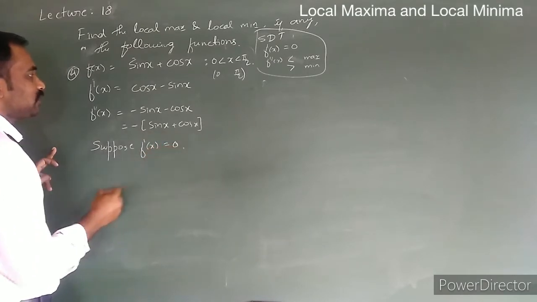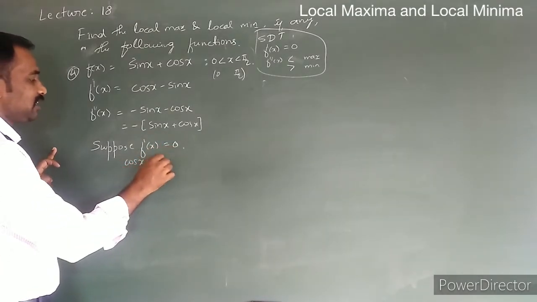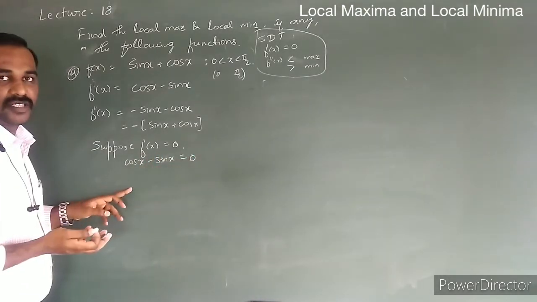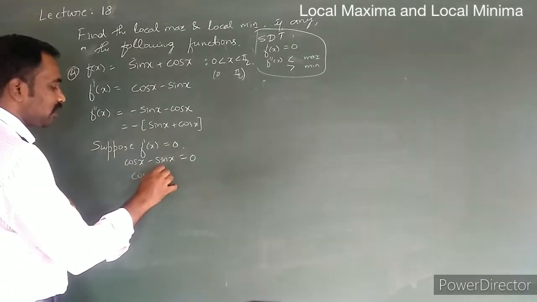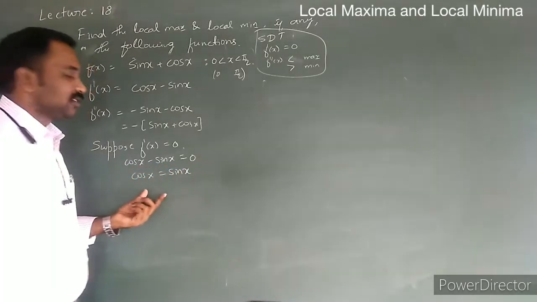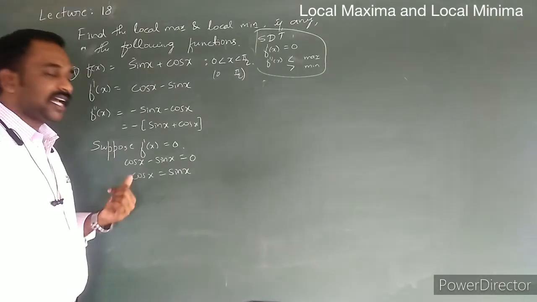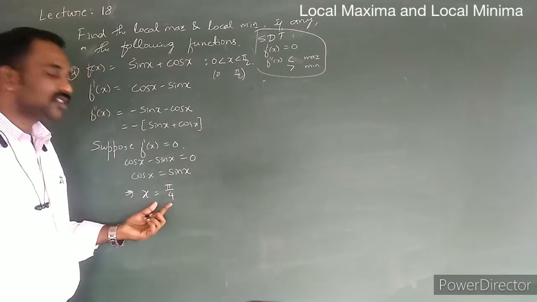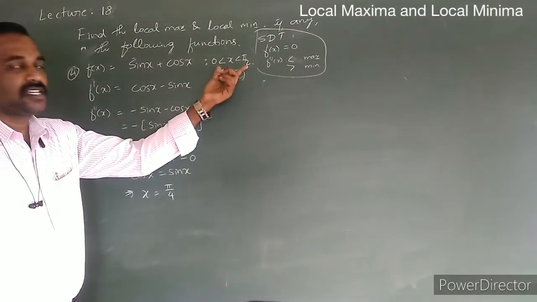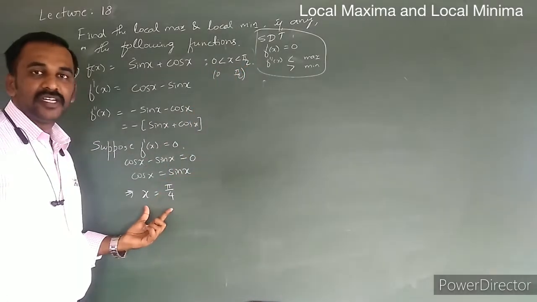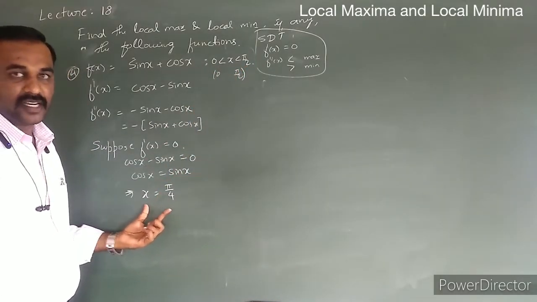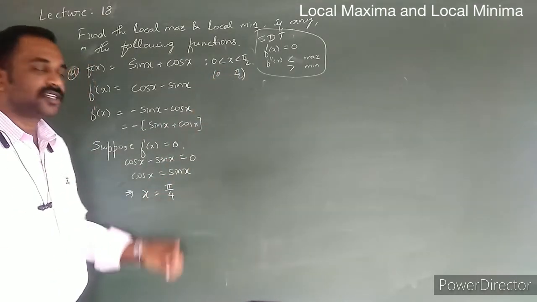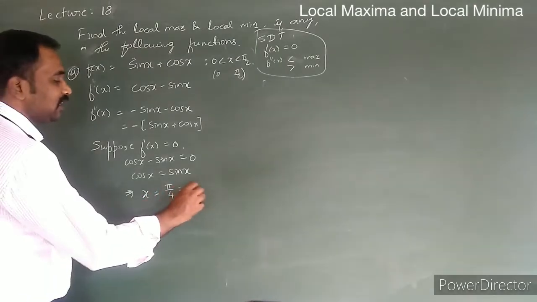f dash of x equal to 0 means cos x minus sin x is equal to 0, so cos x is equal to sin x. You just solve the trigonometric equation. Directly I write the value as x is equal to pi by 4. Here the domain of the function is the first quadrant, so I consider only the first quadrant value. Are you clear? In the first quadrant, cos x equals sin x at x is equal to pi by 4. So this is our critical point.